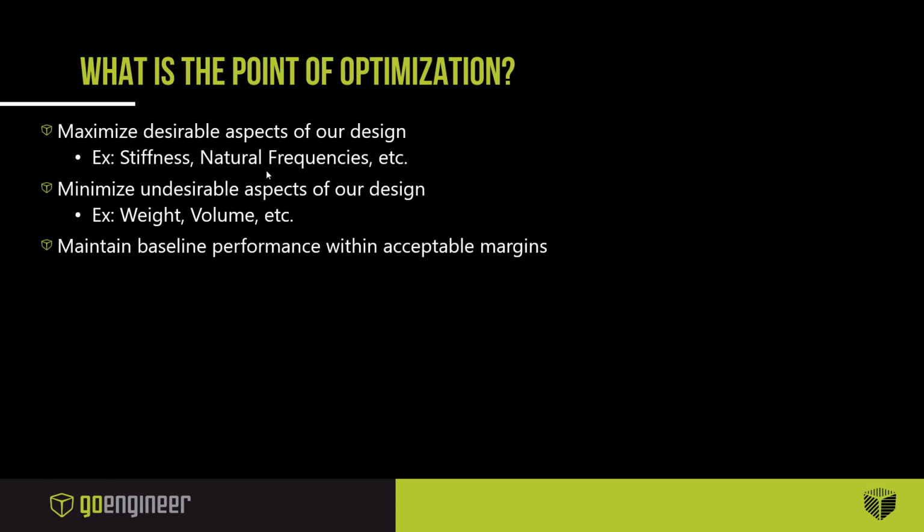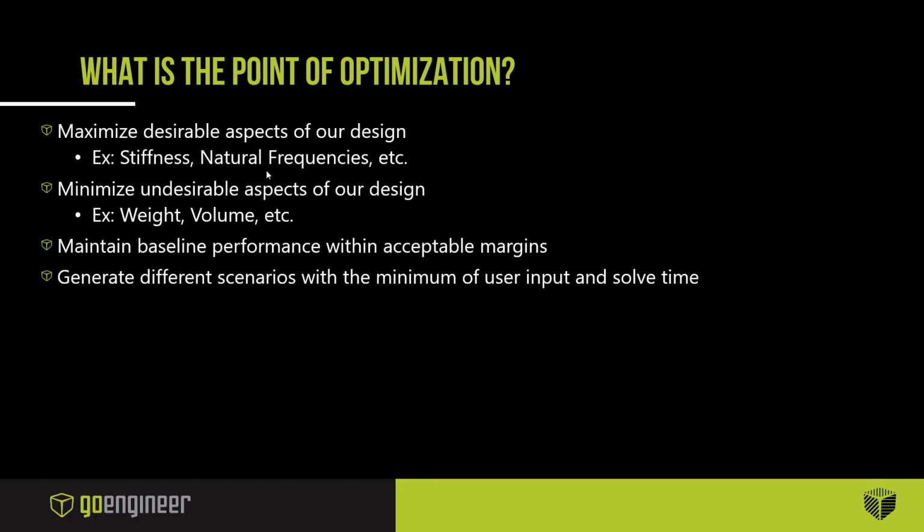In addition, something else that people don't often consider with optimization is how much input they have to put in as a user. We want to be able to generate and manage these different scenarios intelligently and efficiently with the minimum user input and the minimum of solve time. And finally, once we get our optimized results, we want to be able to analyze them and identify trends so that we can take that knowledge and move forward with future revisions and iterations that incorporate the trends of where is material most important, where is a given feature most valuable, compared to other sections and other areas of our model.